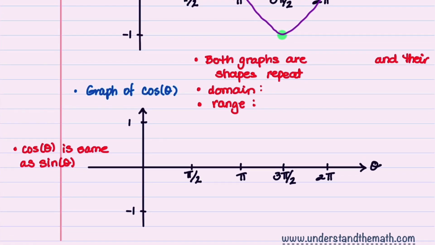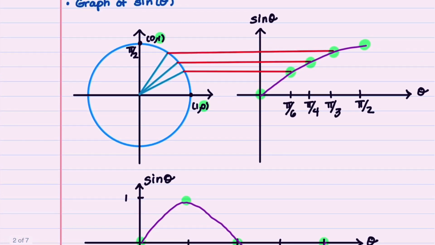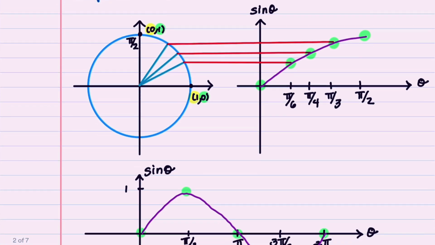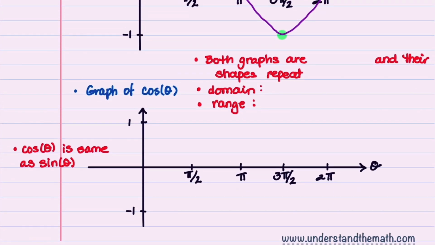To graph cosine theta, we repeat the same process. Notice at the top that our cosine function starts at 1 and goes to 0 as theta goes from 0 to pi over 2. Let's put those points on our graph. When theta is 0, it's equal to 1. When theta is pi over 2, it's equal to 0. And then the other points look like this. We can now connect those points to draw our cosine function.